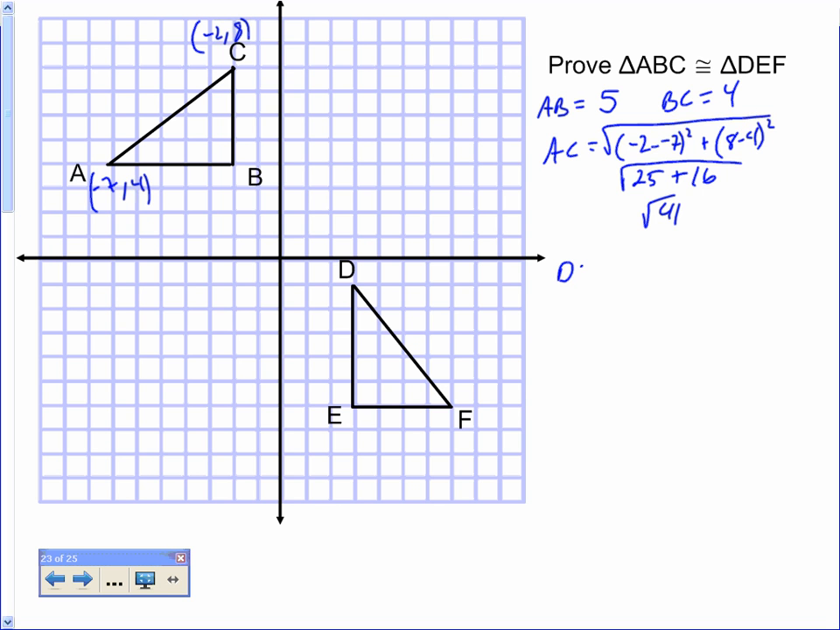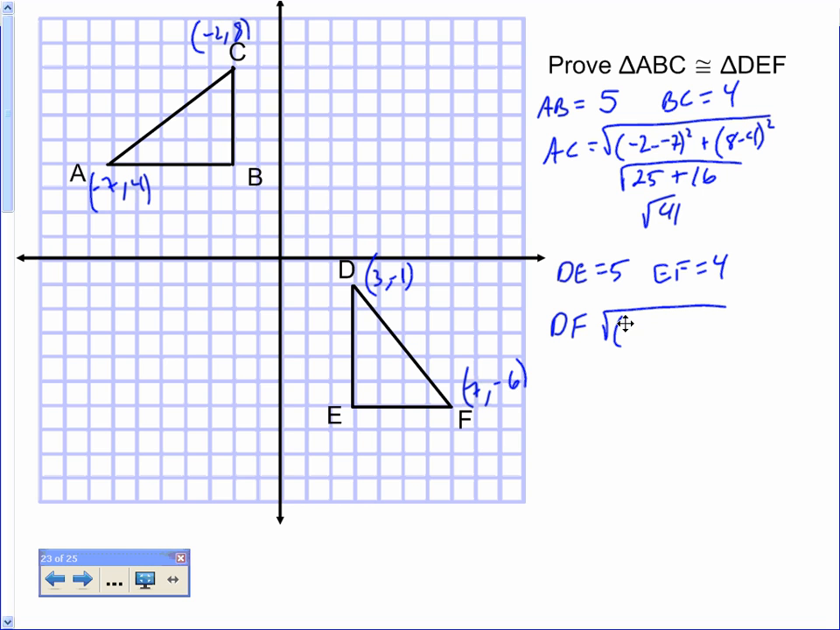So DE is 1, 2, 3, 4, 5. EF is 1, 2, 3, 4. And DF is going to require the distance formula again. So D is at 3, negative 1. F is at 7, negative 6.